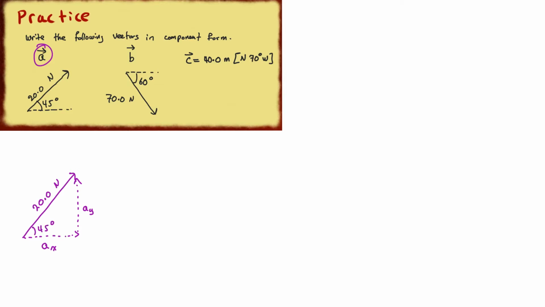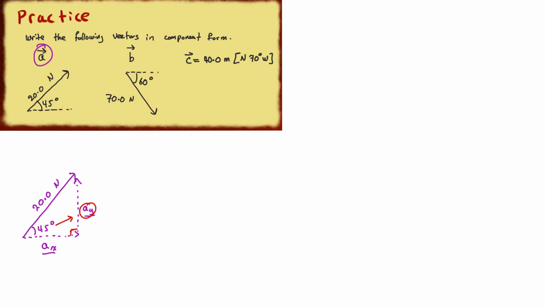So my first step is to figure out what is Ay and what is Ax. What I have to use is trig ratios. So I'm going to start with Ay. Ay is the opposite to my angle. And I know that since this x component is going in the x direction and y is going directly up, the angle in between is 90 degrees. And I can use SOHCAHTOA.